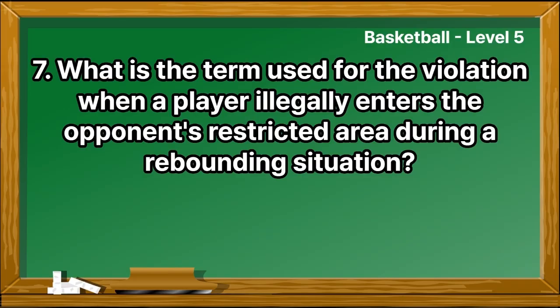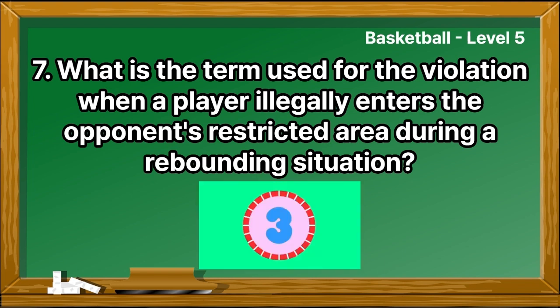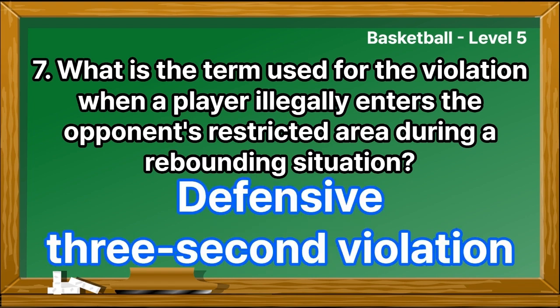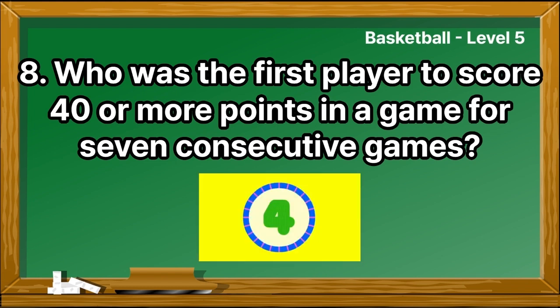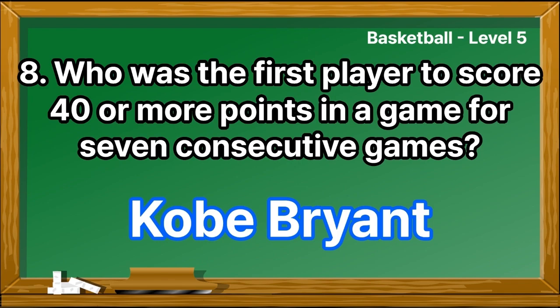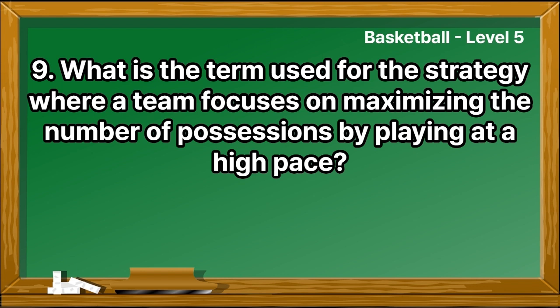What is the term used for the violation when a player illegally enters the opponent's restricted area during a rebounding situation? Defensive 3-second violation. Who was the first player to score 40 or more points in a game for 7 consecutive games? Kobe Bryant. What is the term used for the strategy where a team focuses on maximizing the number of possessions by playing at a high pace?